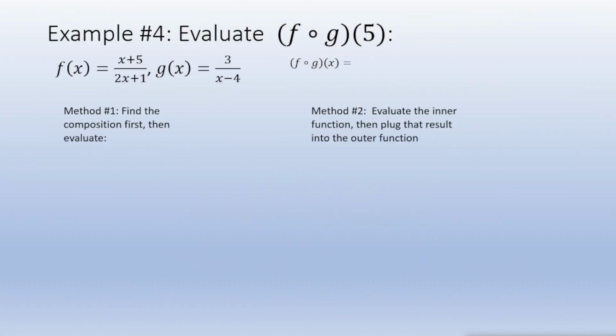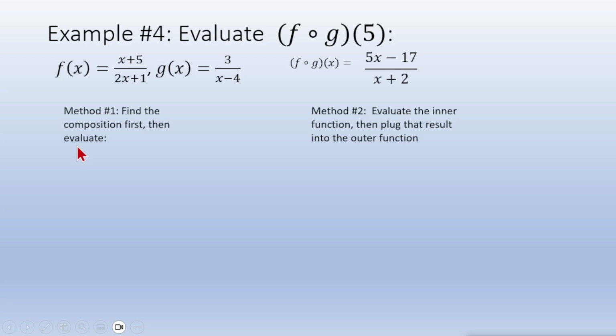So let's say, for example, we want to evaluate f composite g of 5, and we're going to use the same two functions that we did before. F of x equals x plus 5 over 2x plus 1, and g of x equals 3 over x minus 4. Remember that f composite g of x, that was 5x minus 17 over x plus 2.